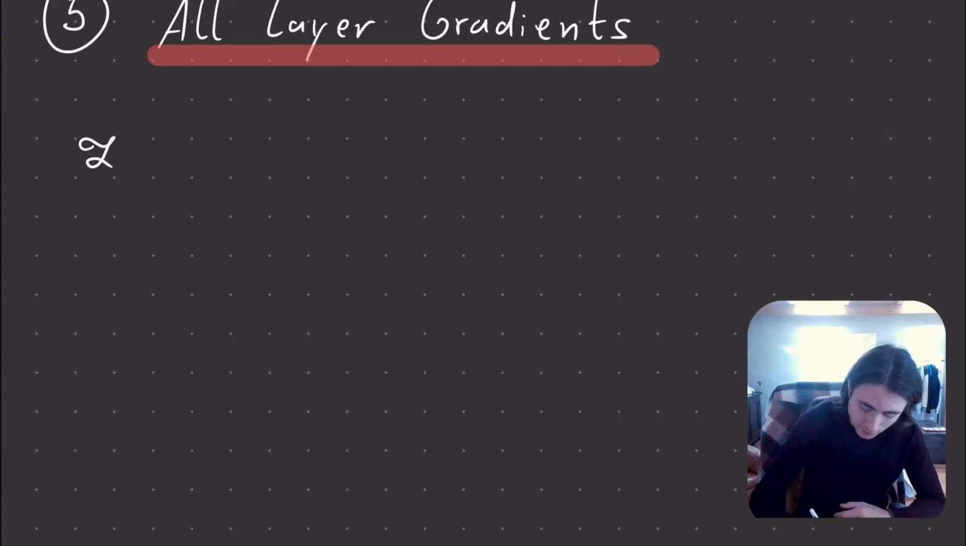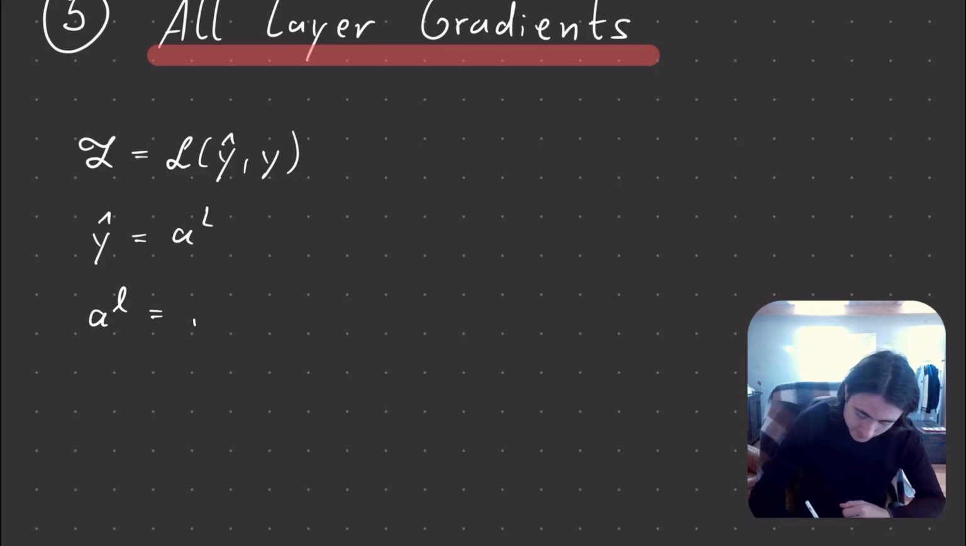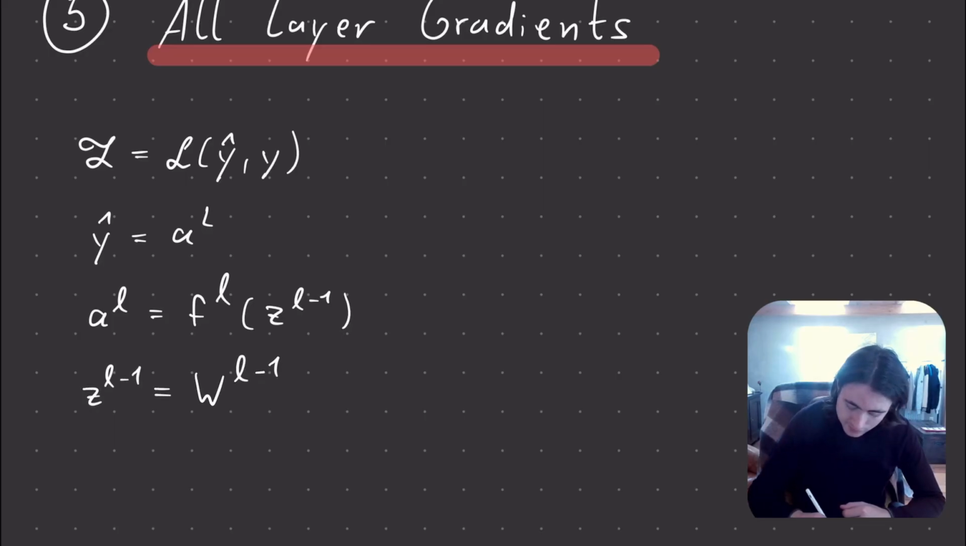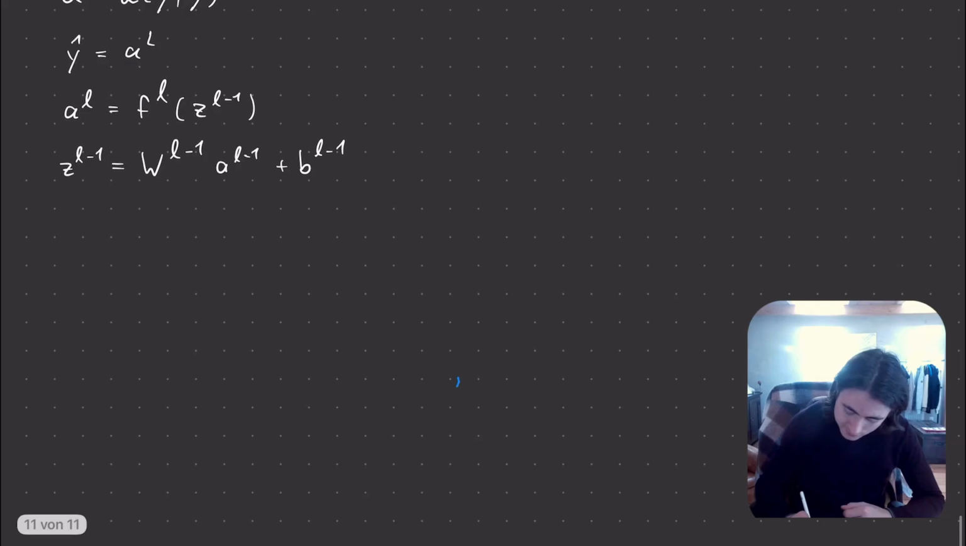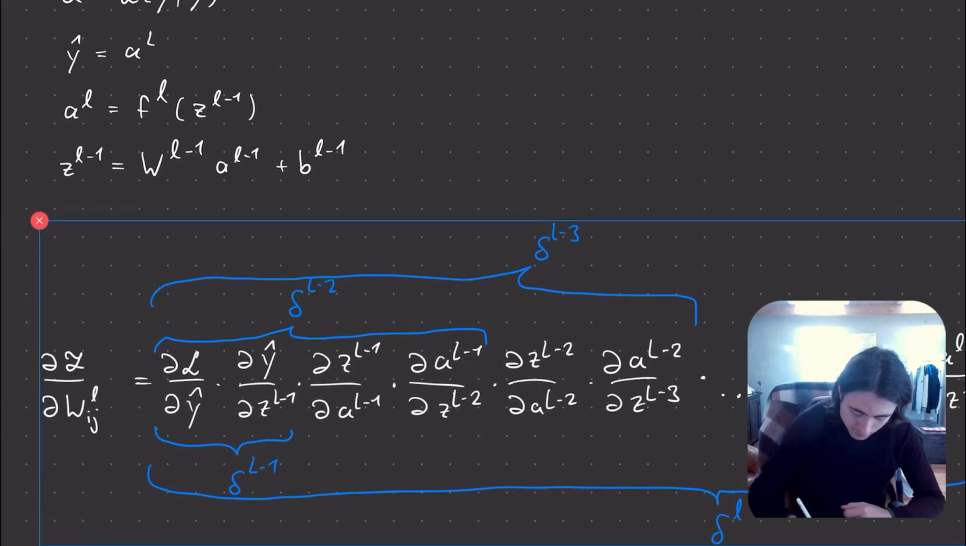So the big curly L was defined as the loss between y hat and y. Y hat itself was defined as the last activation, AL. Then the activation AL of an arbitrary layer was defined as the application of the function FL to ZL-1. And ZL-1 itself was defined as the matrix multiplication of WL-1, the indices are all the same, so AL-1, plus the bias BL-1. Okay, and this will hopefully help us to understand the formula here that I have prepared.